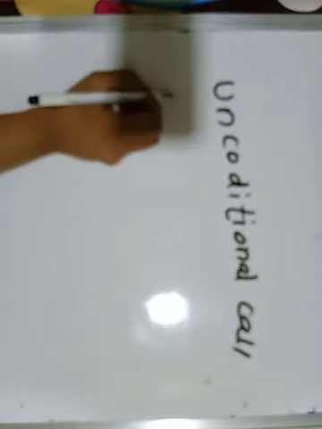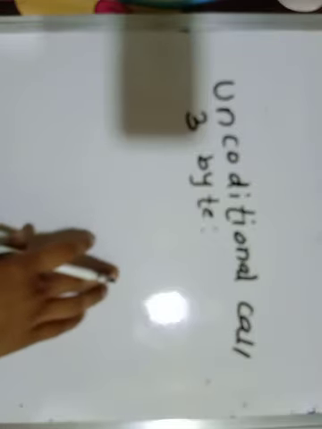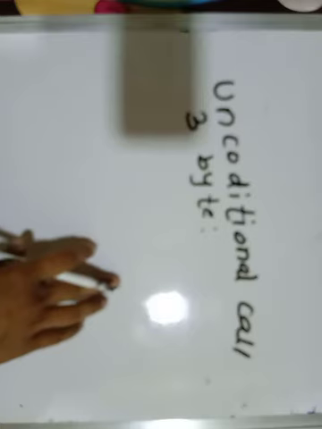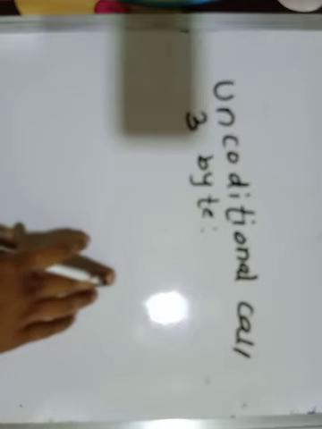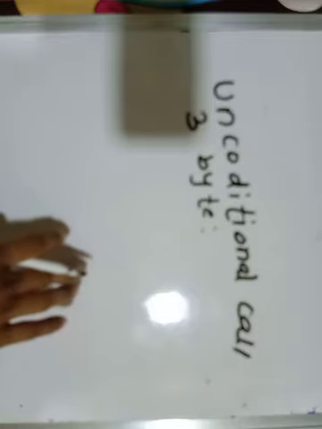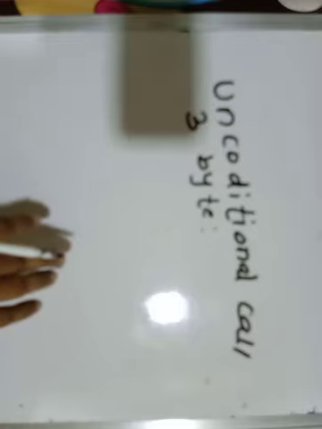So the unconditional call is a 3-byte instruction. We know the bifurcation of a 3-byte instruction: 1 byte is given to the opcode, and the other two are given to the 16-bit operand, one for LSB and another for MSB. On execution of the instruction, the address of the instruction following the call is stored into the stack, and it decrements the stack pointer by 2.